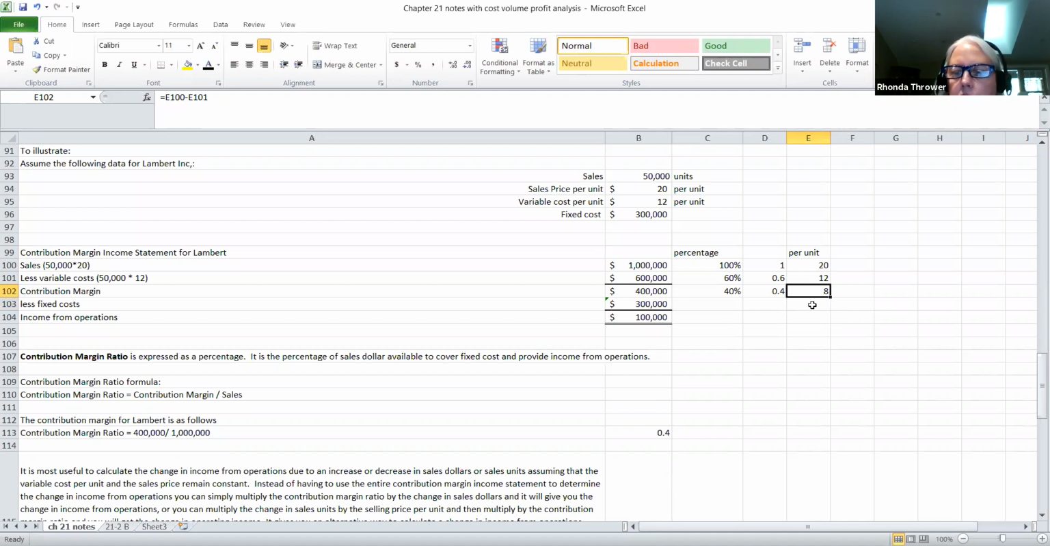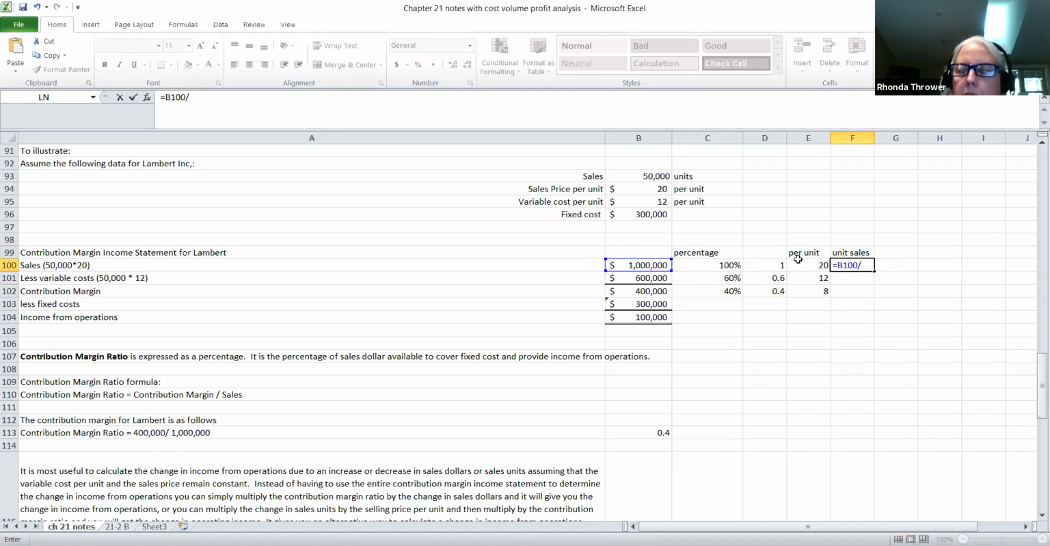Now, there's a relationship between these items, and I want to show that to you, starting with the selling price per unit. If we know the selling price per unit is $20 and the total sales is $1 million, you can find the units sold, or units produced if that's what they're asking for. Let's say it's units sold. I can find that by simply taking my total sales figure and dividing it by $20 per unit.